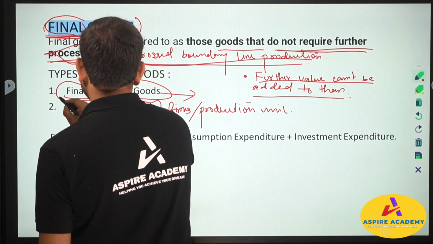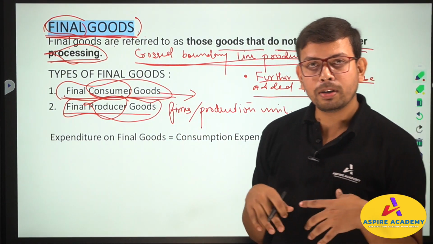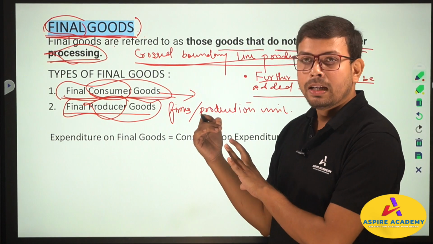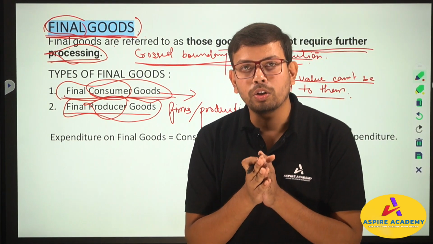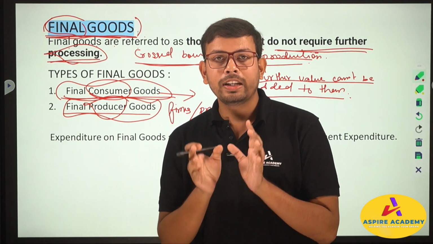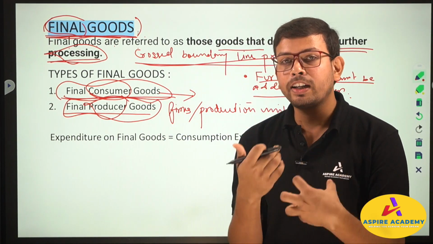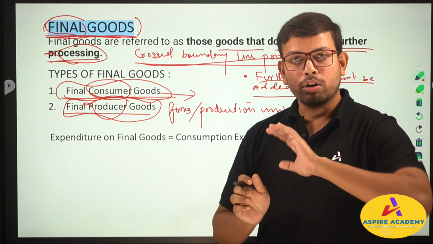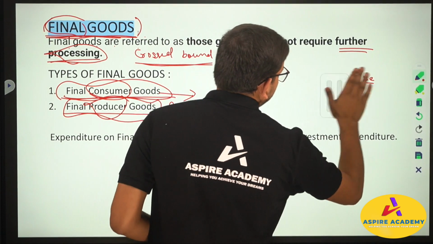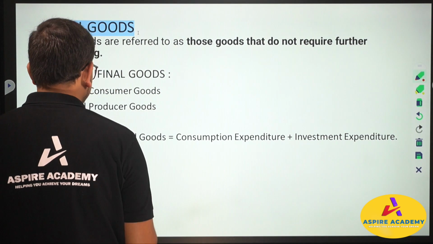So let's take an example. What is a final consumer good? Let's say this LED board. This LED is a final consumer good. We are taking the utility from this board, whereas the machine that manufactures this LED board is a final producer good. An entrepreneur or the firm or the producer will buy that machine to produce more of these LED boards. Is that clear?